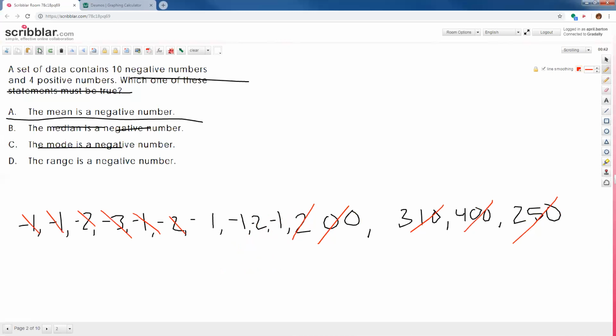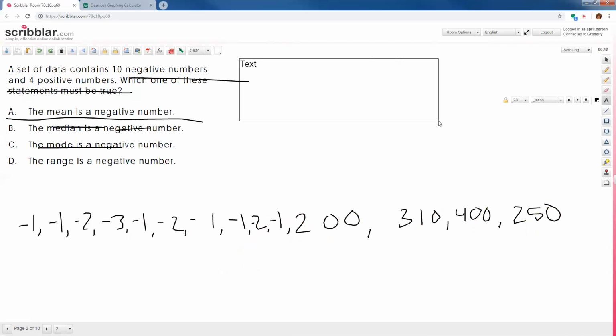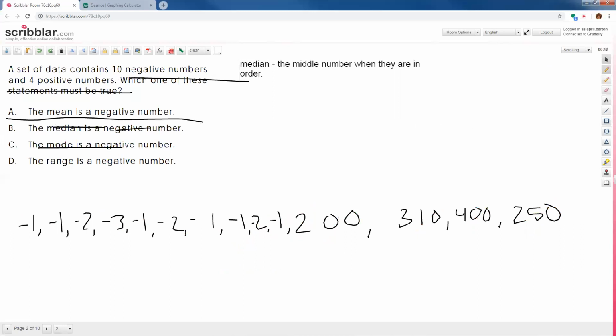You got to think of these little details because it's easy to make mistakes. It's the middle when they're in order. I'm going to fix that. So I've got to do that whole process again because I don't want just the middle of my random list. I've got to put these in order.